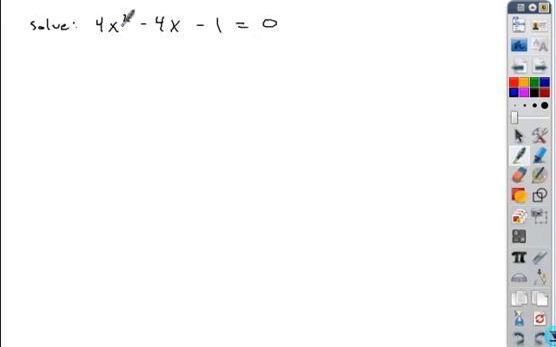Step 1, we move our constant over to the other side. Okay, so notice again, I do leave a space here. Step 2, we need to get our leading coefficient to be a 1. So what do I have to divide every single term in this entire equation by to get my leading coefficient to be a 1? 4. Whatever I do to the first term, I have to do to every single term to balance the equation. Okay, and I'm left with x squared minus x, leave a space, is equal to 1/4.